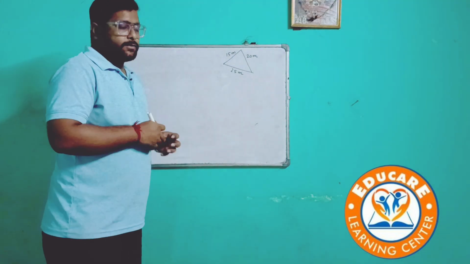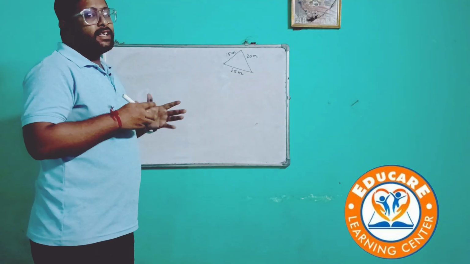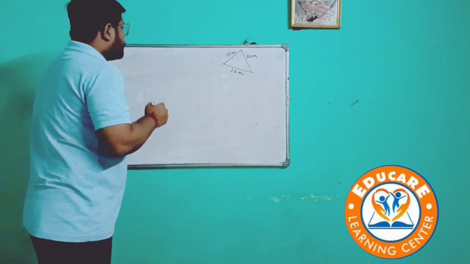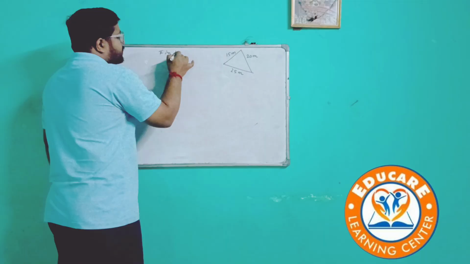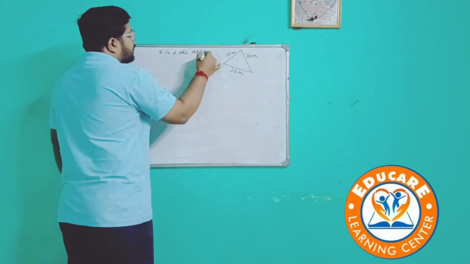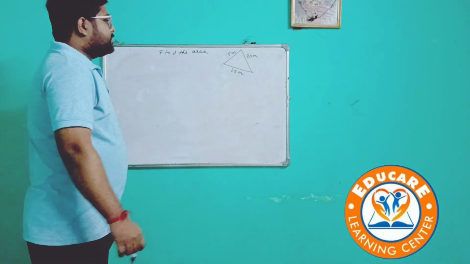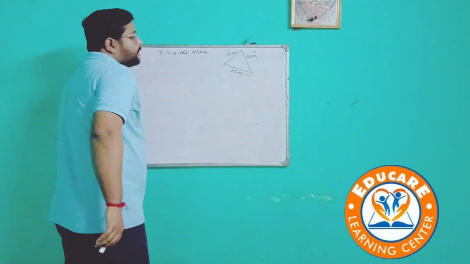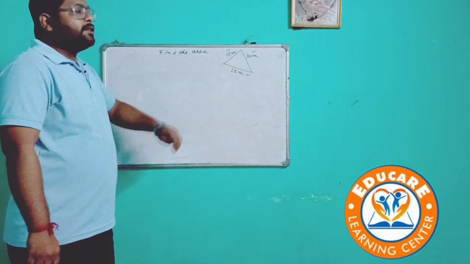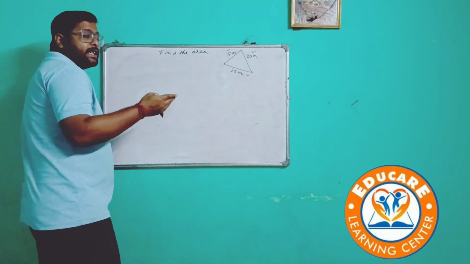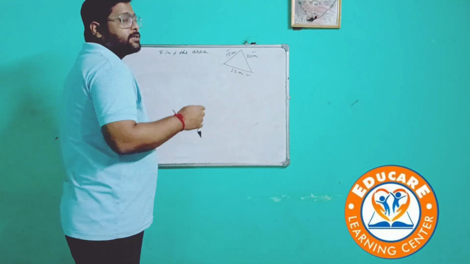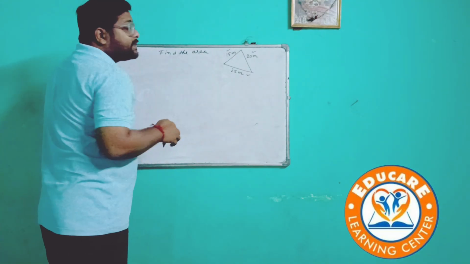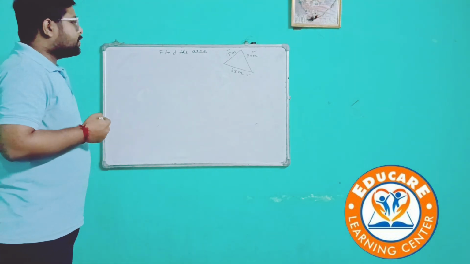Today we have come across a question of finding the area of a triangle. Our question is: find the area of this triangle, and three sides are mentioned: 15, 20 and 25. Now whenever you get this kind of question, where we are talking about isosceles or scalene triangles, we have to use Heron's formula. Now what is Heron's formula?